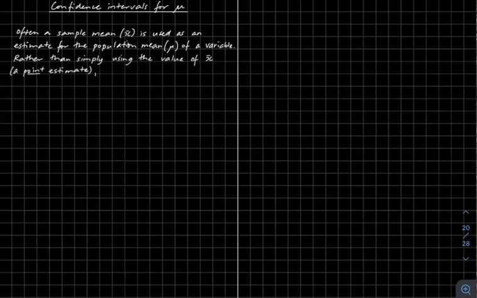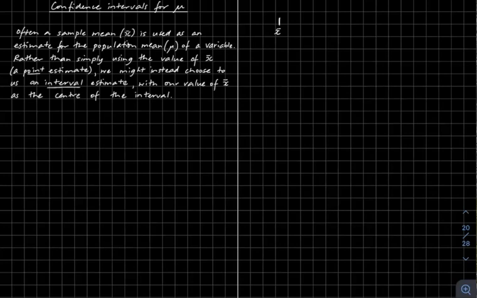What about if, rather than simply using the value of x bar as just one point where we estimate, so here's our value of x bar, and we say, okay, that's our estimate for the population mean. What if instead of doing that, we actually chose to use an interval estimate with the value of x bar as the center of the interval?